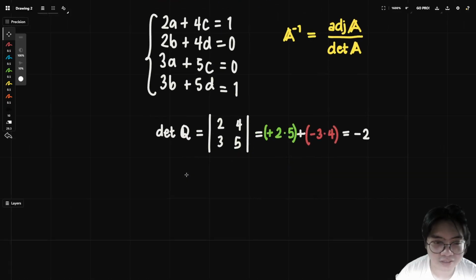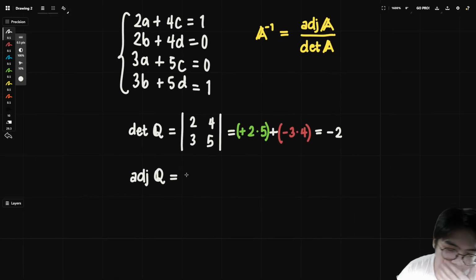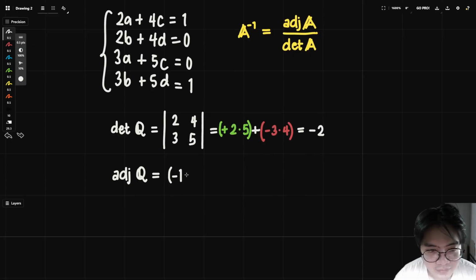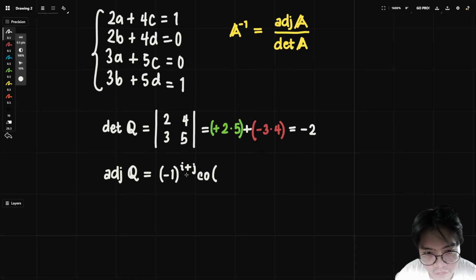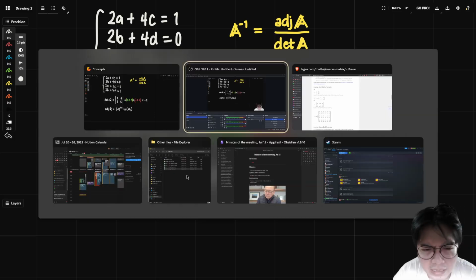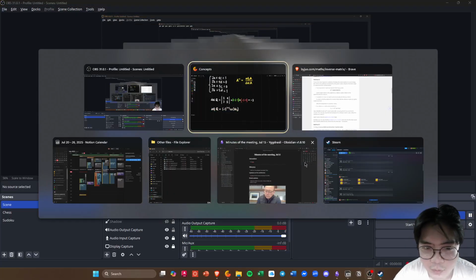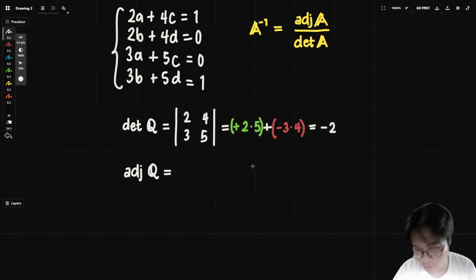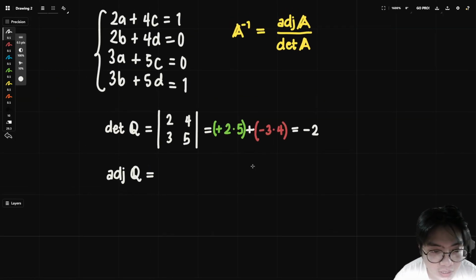Okay? Now the adjoint is like this, right? The adjoint of Q is basically going to be, oh boy. Okay. Negative 1 to the power of i plus j, and then the cofactor of the minor i, j. So you're like, oh my gosh, what? Ano to? Right? And let me confirm for a little bit. Yeah, I was confusing my jargon here. I'm confusing an adjoint with a cofactor. What you should do is, this is just the transpose of a cofactor matrix.